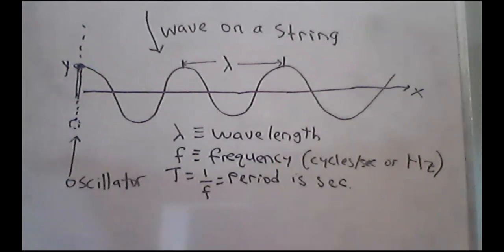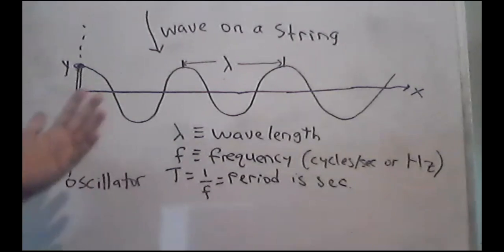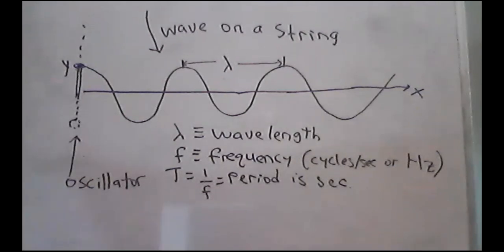Remember, the wave is a disturbance that propagates. So the disturbance in the string will be a vertical disturbance, in the y direction, and it'll cause a wave to propagate in the x direction. The wave in a string is an example of a transverse wave because the disturbance is in the y direction and the propagation direction is in the x direction, where the x-axis is perpendicular to the y-axis.